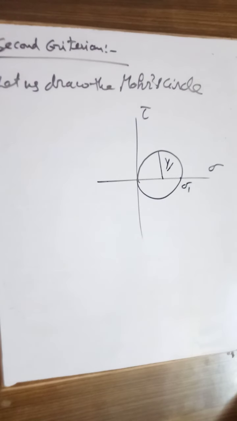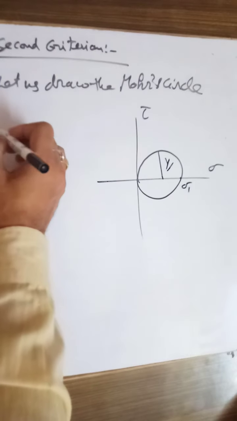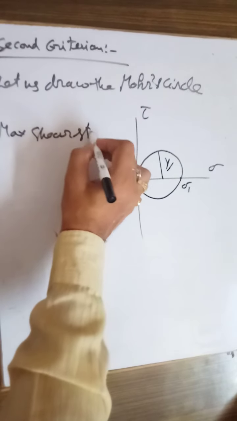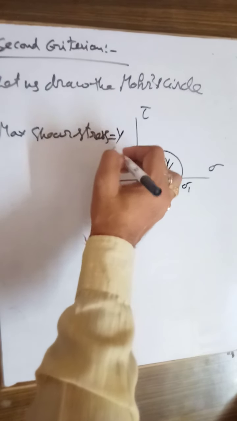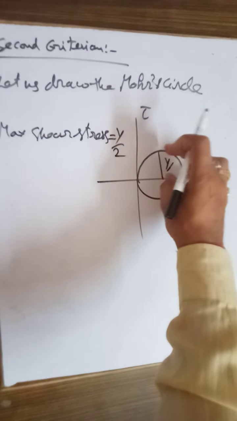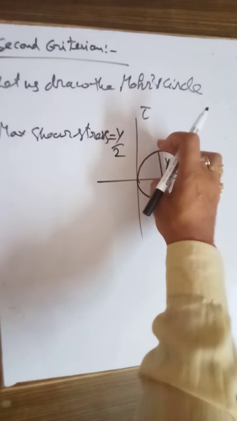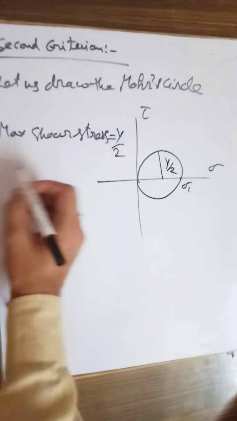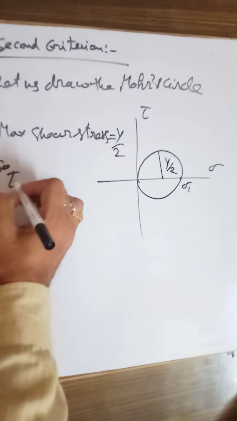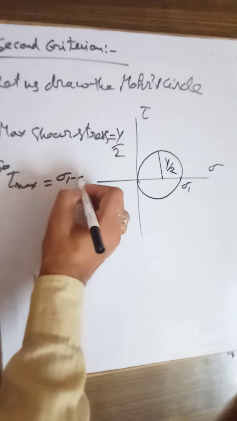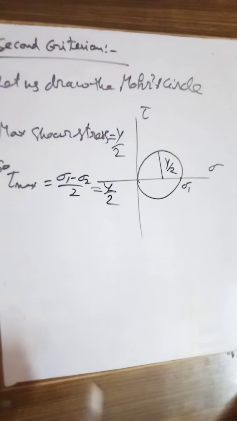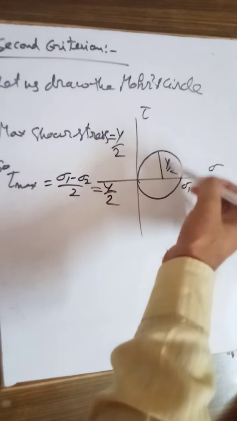So for that, the maximum shear stress is equals to y by 2. This is the circle. Okay, the radius of that is y by 2. If this is y, so this is y by 2. So we can say that tau maximum is equals to sigma 1 minus sigma 2 by 2, and that is equals to y by 2. That is the radius of the circle.